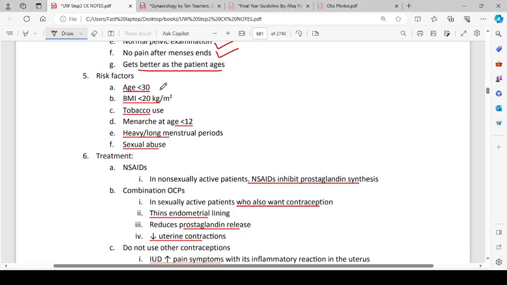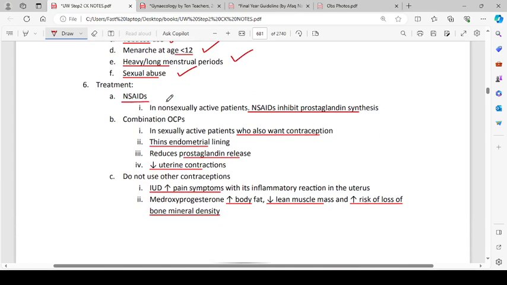Risk factors are age less than 30, BMI less than 20 kg per meter square, tobacco use, menarche at age less than 12, heavy long menstrual periods, and sexual abuse. Treatment is NSAIDs. In non-sexually active patients, NSAIDs inhibit the prostaglandin synthesis.